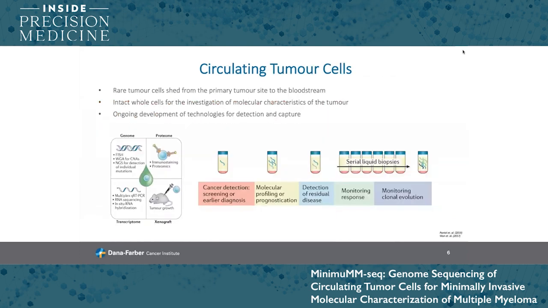So circulating tumor cells are rare tumor cells that are shed from the primary tumor site into the bloodstream. And as these are intact whole cells, they can be used for the investigation of molecular characteristics of the primary tumor. You can see on the figure on the left that this can be done through multiple omic methods, such as genomics on DNA, with whole genome amplification and the assessment of copy number abnormalities, or the detection of driver mutations, such as actionable single nucleotide variants.